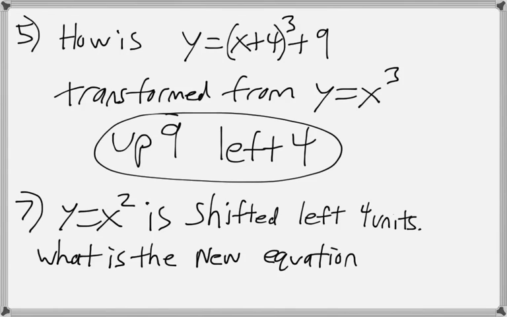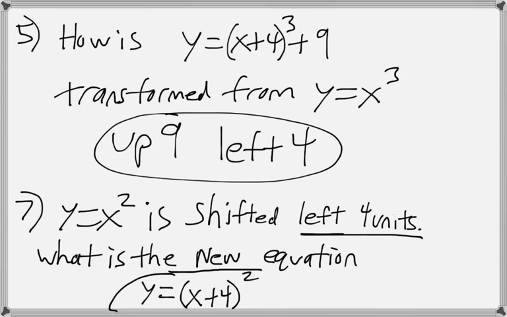With number 7, it's kind of the reverse. They're saying that we have y is equal to x squared, and they want us to shift it left 4 units. What is the new equation? So with this one, you would say y is equal to, and instead of just putting x, you want to put parentheses with a squared, and you want to put x plus 4. Because it's left 4 units, you want to have a plus 4 on the inside of this one. So that'll be our answer.